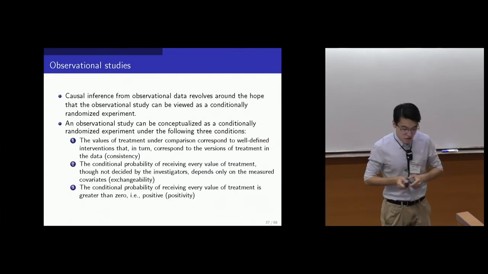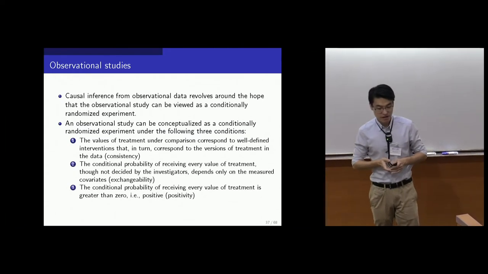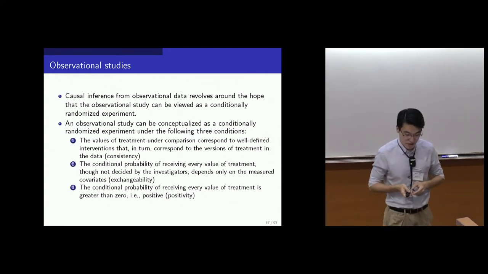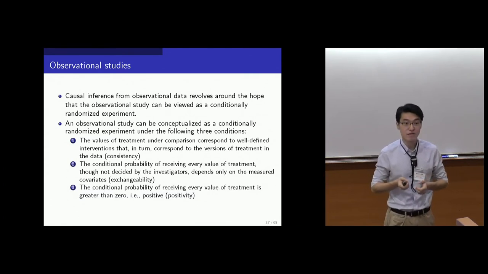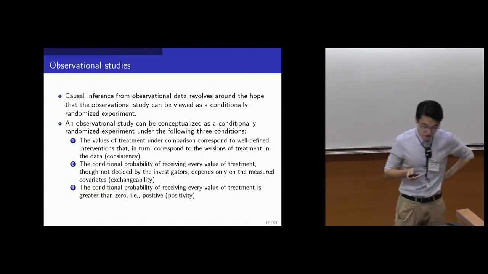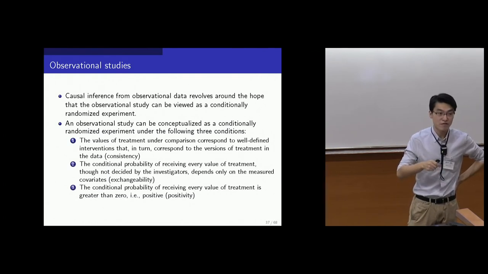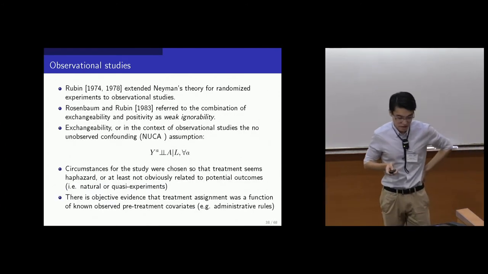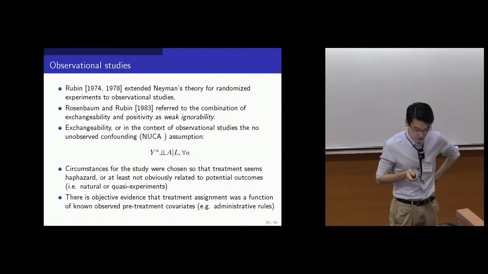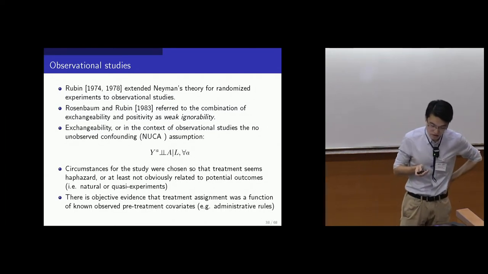Okay. So causal inference from observational data, at least for now, we think that it revolves around the hope that the observational study can be viewed as a conditional randomized experiment. The main idea is we try to use the tools from randomized experiments to investigate observational data. The combination of exchangeability and positivity is known as weak ignorability.